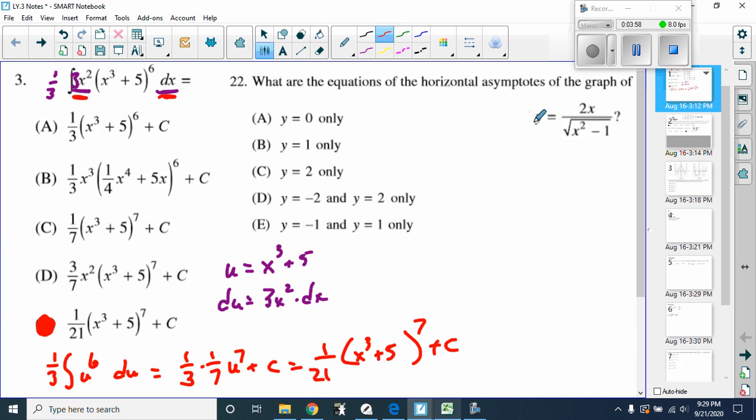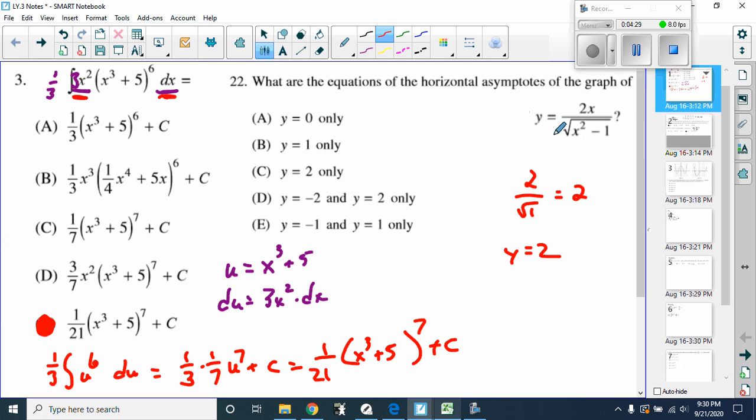Number 22 asks for the horizontal asymptotes. To get horizontal asymptotes, you can either remember the rule, which is we look at the degree on the top, 1, and the degree on the bottom, square root of x squared, so 1. When they're the same, we divide the leading coefficients. 2 divided by square root of 1. So 2. Y equals 2 is a horizontal asymptote.